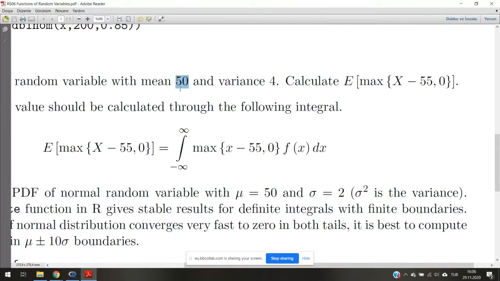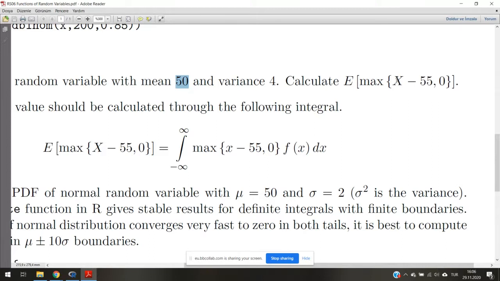You see this normal random variable is going to be distributed around 50. So the possible realizations are going to be observed around 50 with standard deviation 2. So it is just going to take many values around 50 with a normal distribution.